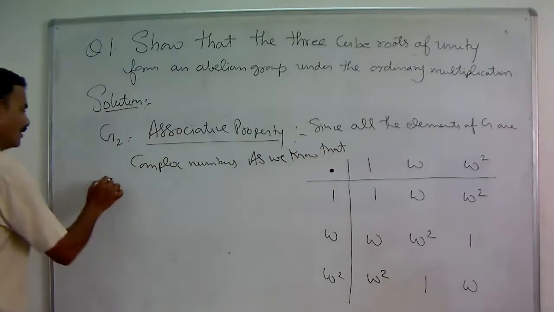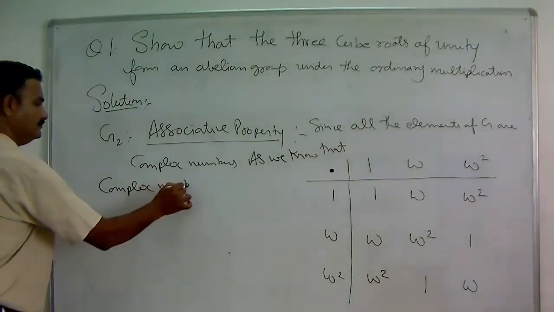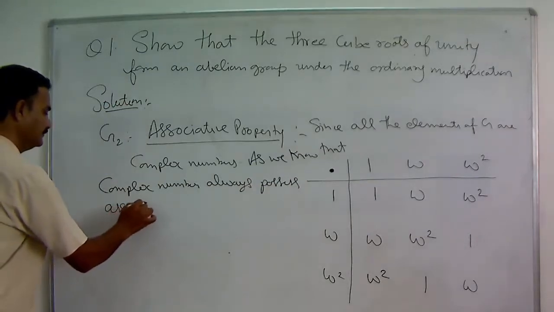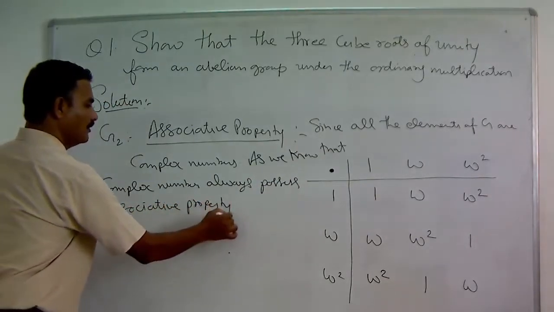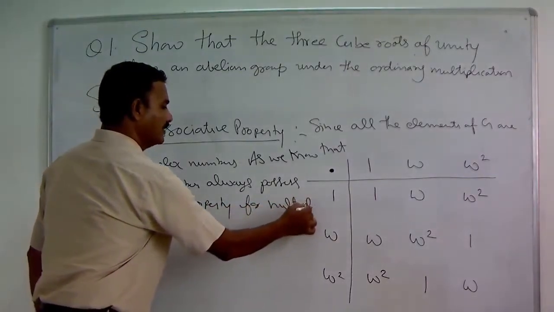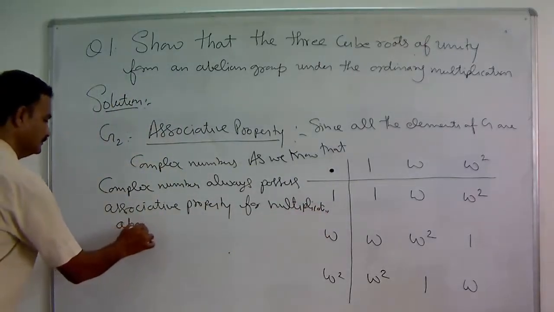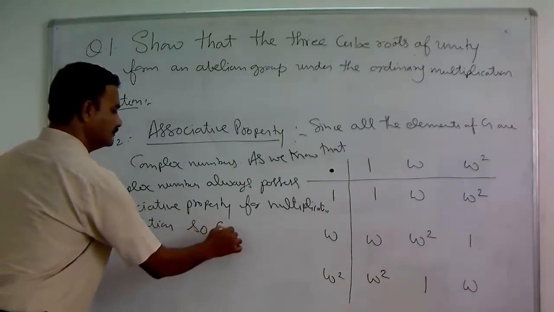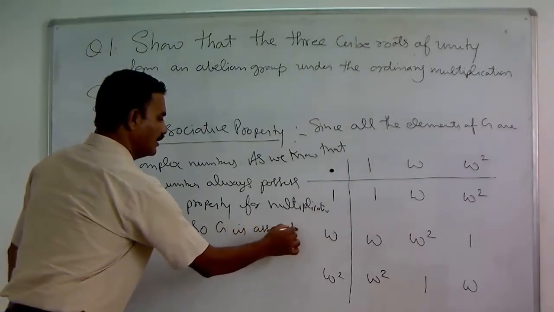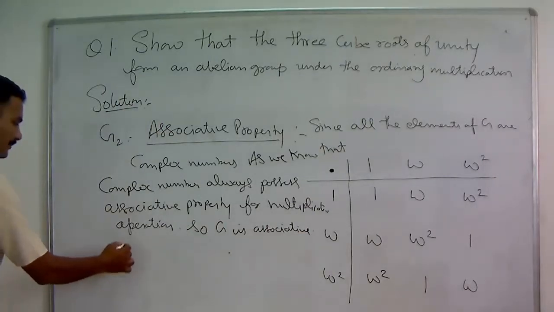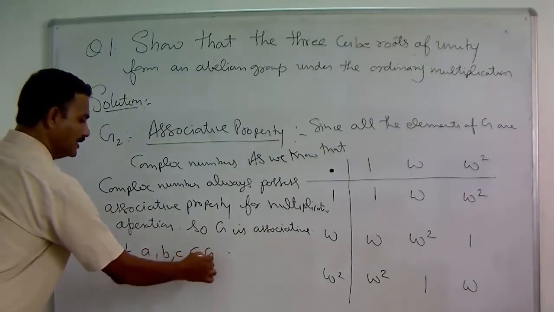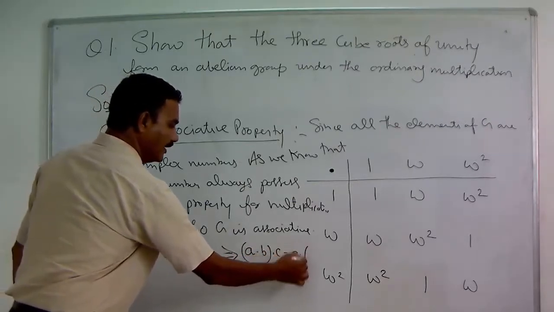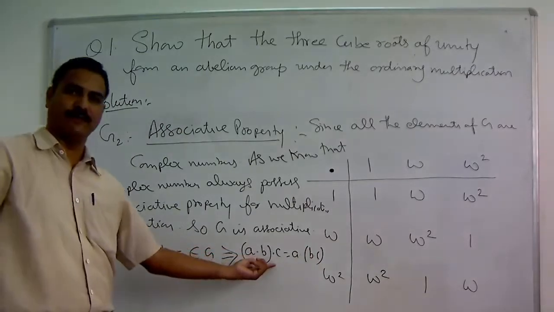And as we know that complex numbers always possess the associative property for multiplicative operation, so G is associative. For example, if you choose any three members A, B, C which belong to G, this implies (A dot B) dot C is equal to A dot (B dot C). This is the associative property for multiplication.